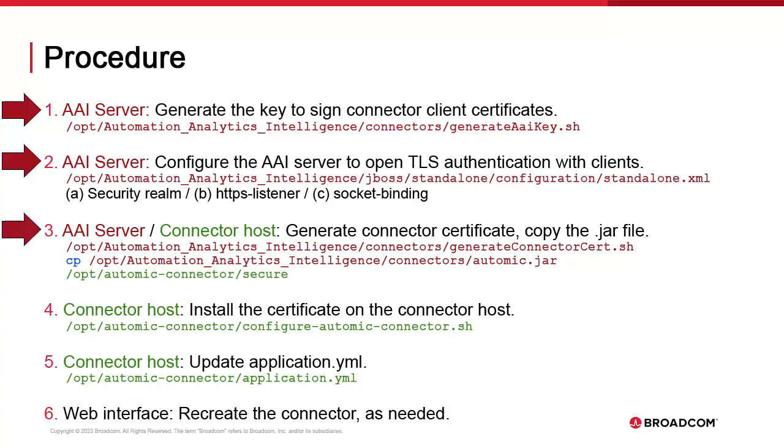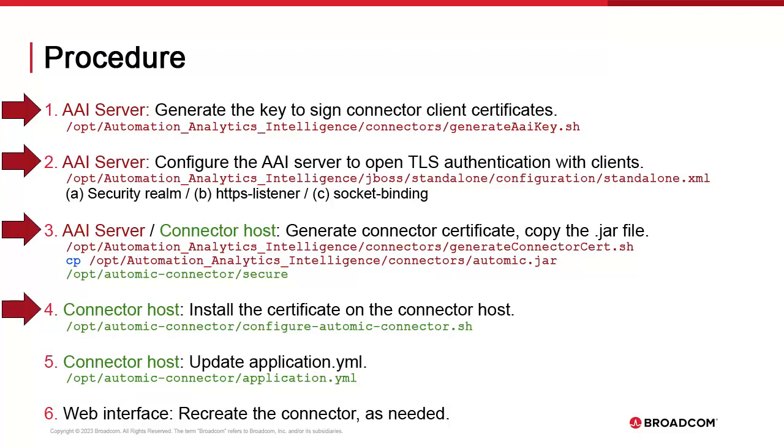Then, on the AAI server, we generate the connector certificate, which is required by the connector to connect to AAI over TLS. We use generate connector cert.sh under the connectors directory we mentioned in the first step. This generates a jar file, which we FTP to the connector host in a directory called secure, which we have to create manually. The jar file contains the credentials to authenticate with AAI. Then we move permanently to the connector hosts.